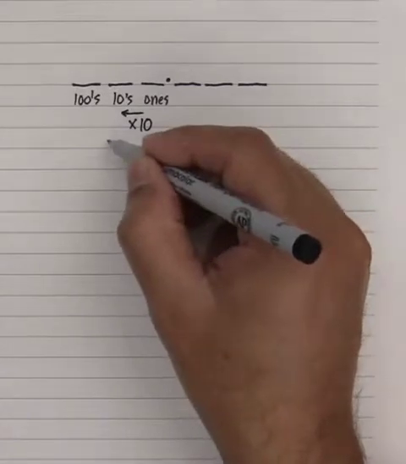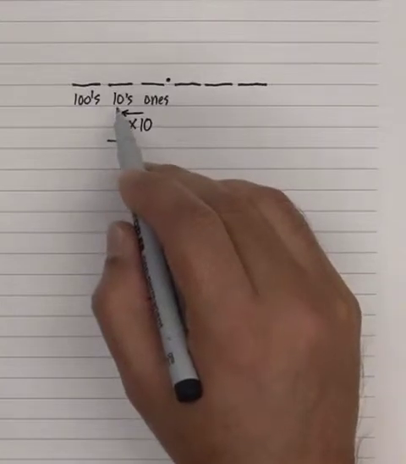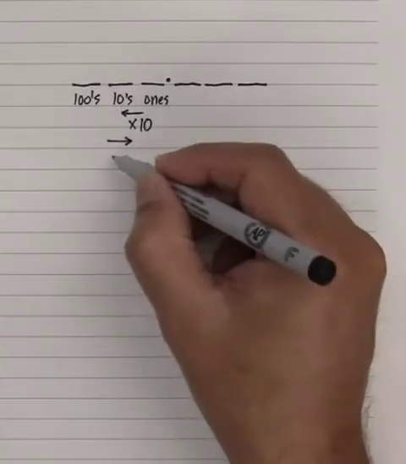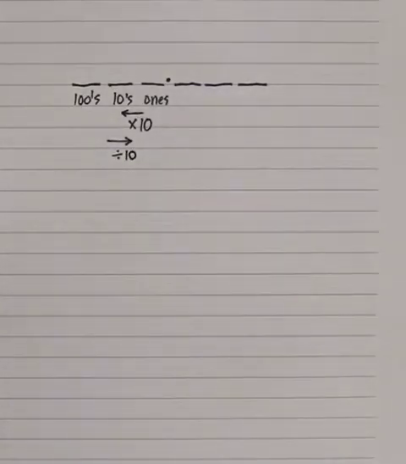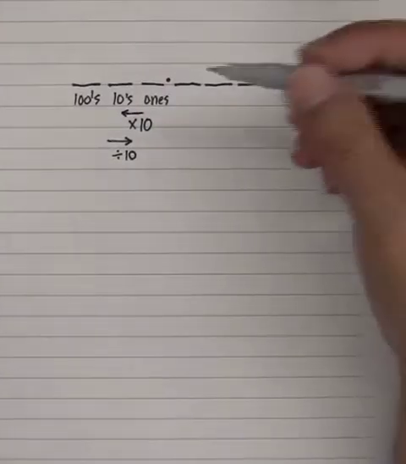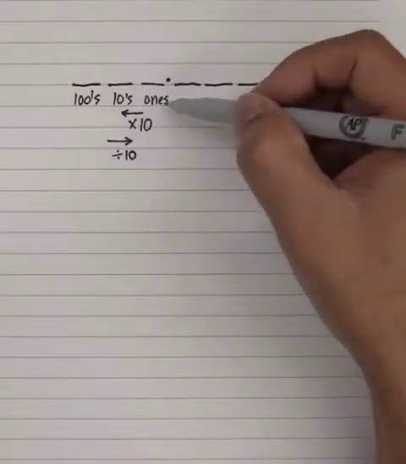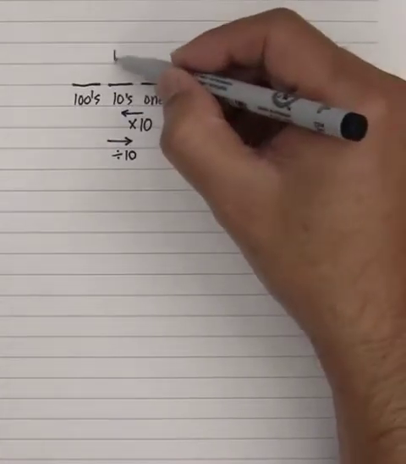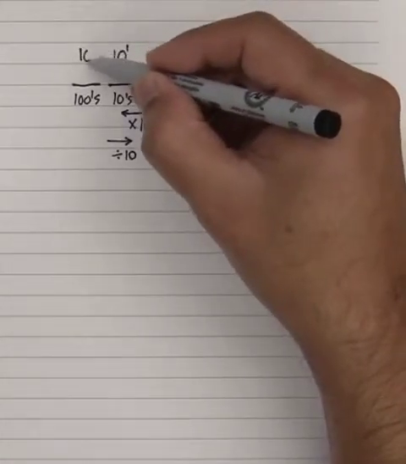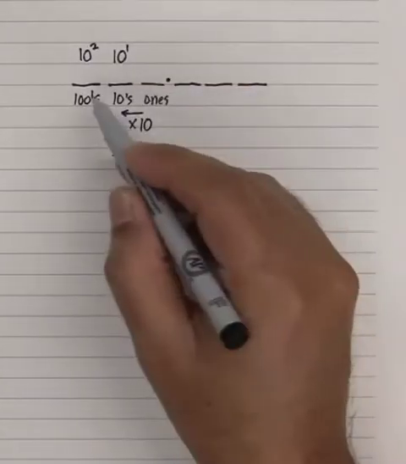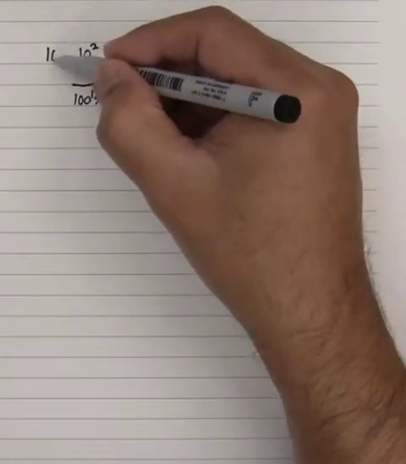At the same time, if we look at it from going in this direction, we notice that from 100 to 10, from 10 to 1, we are dividing by 10. After we learn about exponents, we notice that this place right here is 10 to the 1, and this is 10 to the 2. And if we keep going in that direction, we're going to have the thousands right here, which is 10 to the 3.